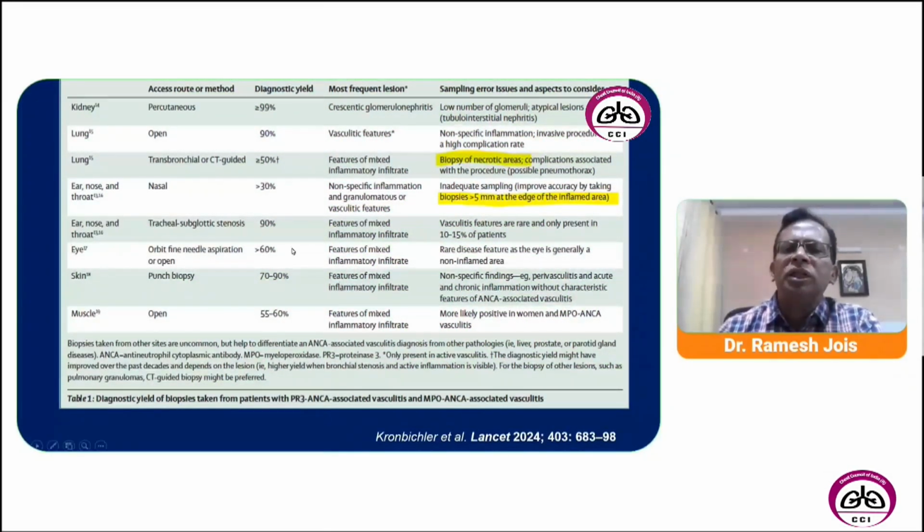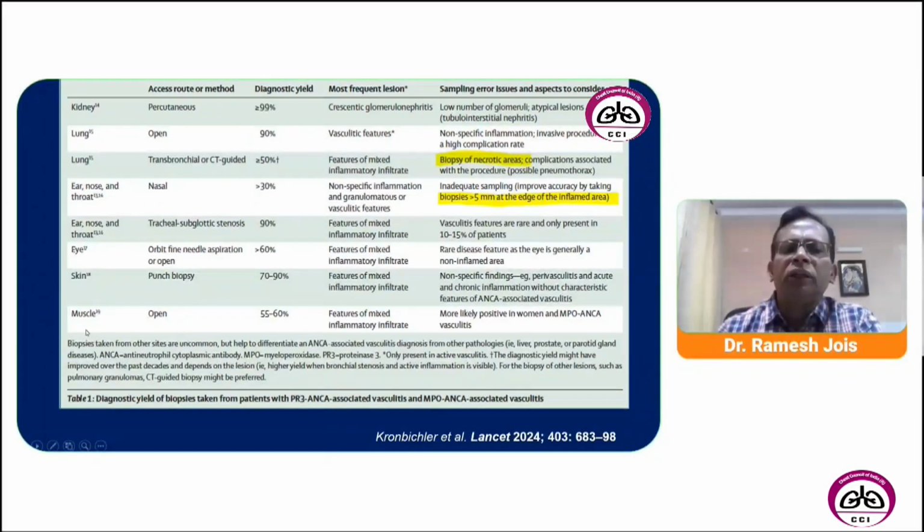If you look at the diagnostic yield, when you look at the various sites from where a biopsy can be taken, the kidney has the best diagnostic yield. A transbronchial or CT-guided biopsy has only a diagnostic yield of 50%, and ENT still less. It is important when you take a biopsy that it should be more than 5 millimeters at the edge of the lesion and not directly from the lesion, because if you take a biopsy from a necrotic area, all you might get is just inflammatory cells and nothing else, and it may not be diagnostic.